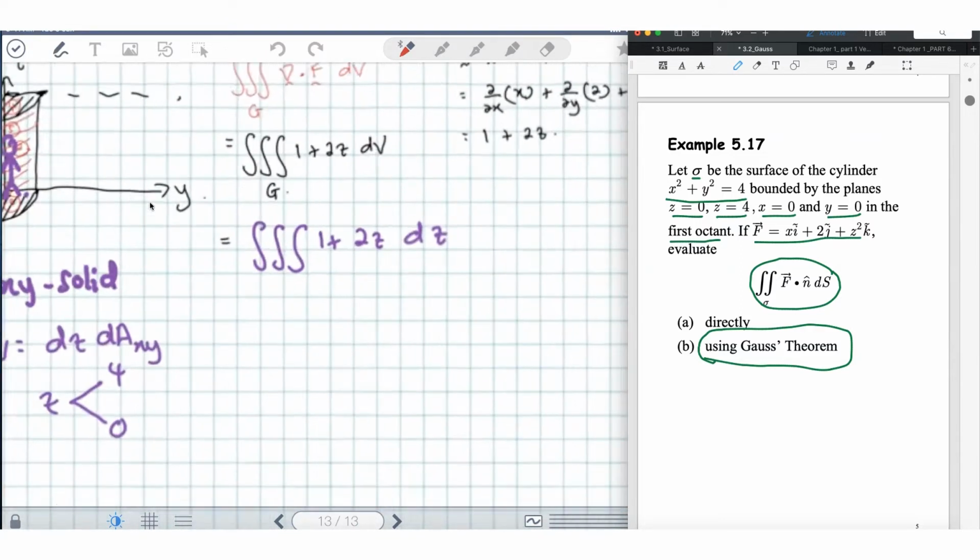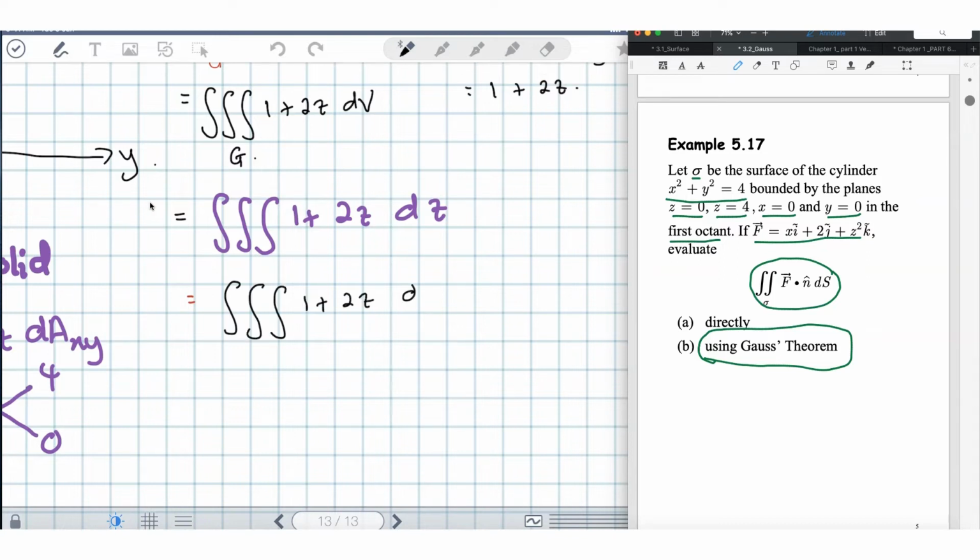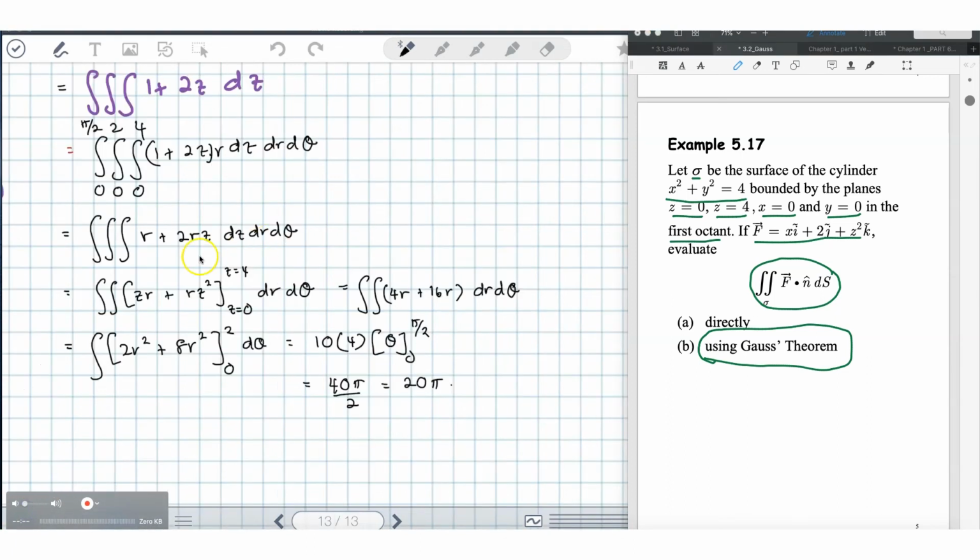So in this case, we want to solve using the triple integral. So 1 plus 2z dz, and then you have r dr d theta, theta 0 to pi over 2, r 0 to 2, and then your z just now 0 to 4. Now I'm sure that there is no problem for us to integrate this. So that is the answer when you integrate them. This is not so complicated, just be careful when you integrate.